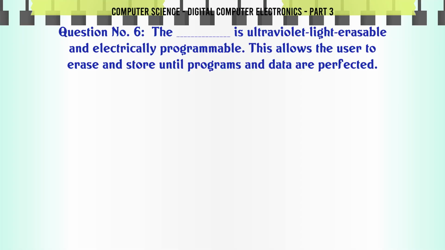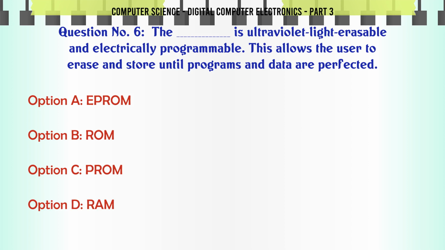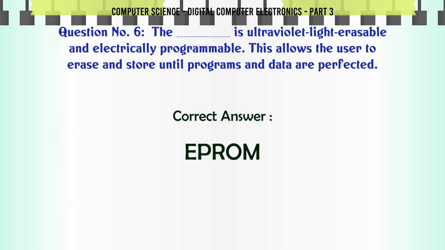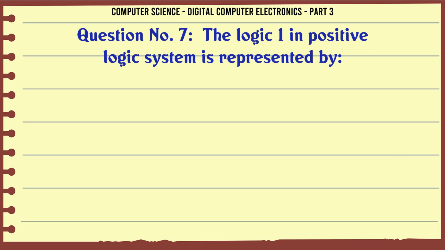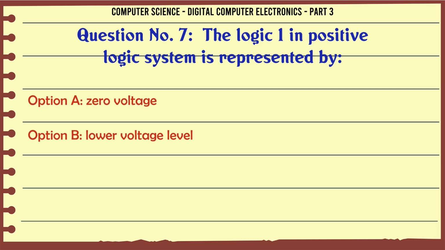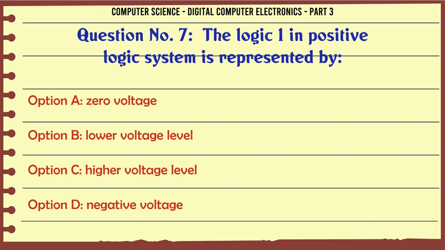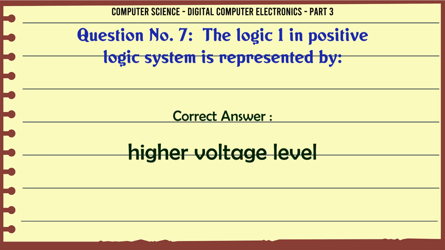D is ultraviolet light erasable and electrically programmable. This allows the user to erase and store until programs and data are perfected. A EPROM. B ROM. C PROM. D RAM. The correct answer is EPROM. The logic 1 in positive logic system is represented by A 0 voltage. B lower voltage level. C higher voltage level. D negative voltage. The correct answer is higher voltage level.